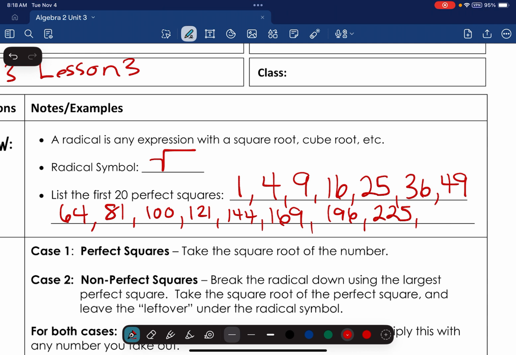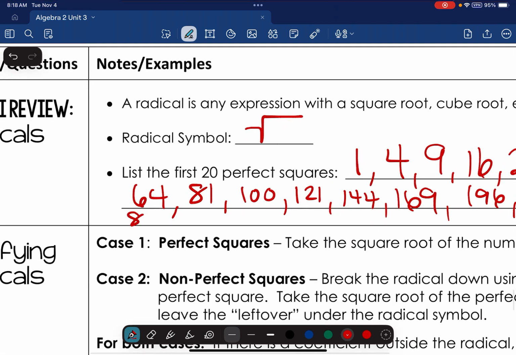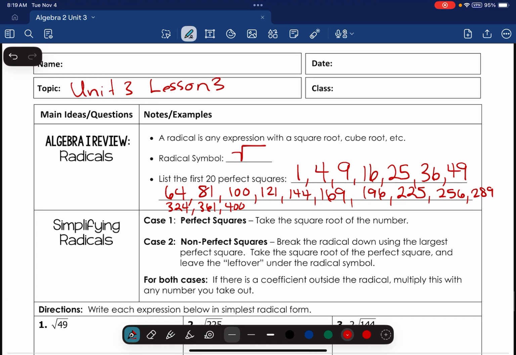We're going to continue on, 256, 289, sorry, 324, 361, and 400, which is 20 squared.